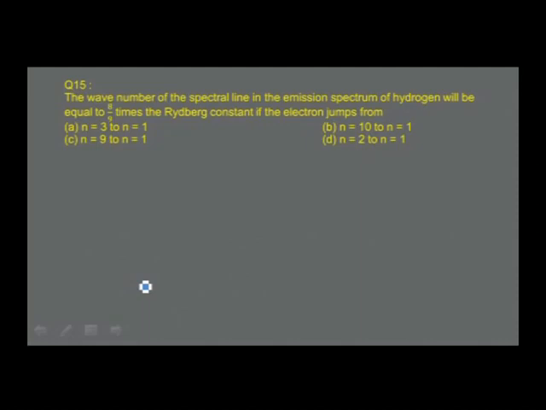Shall I go to the next one now? The question is like this. The wave number of the spectral lines in the emission spectrum of hydrogen will be equal to 8/9 times the Rydberg constant if the electron jumps from: option A, n = 3 to n = 1; option B, n = 10 to n = 1; option C, n = 9 to n = 1; option D, n = 2 to n = 1.